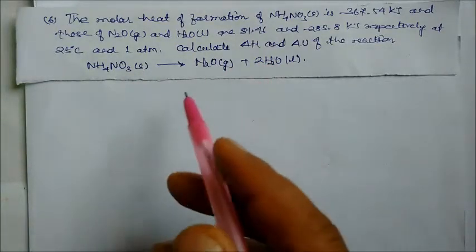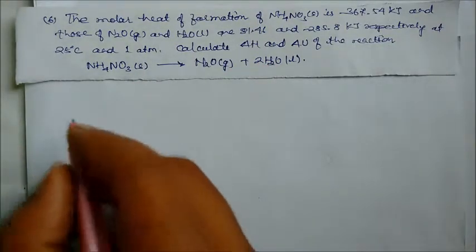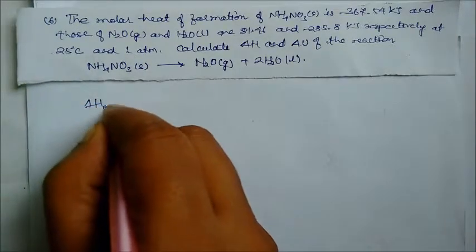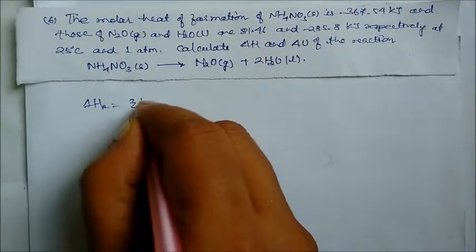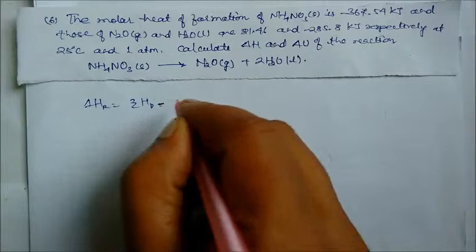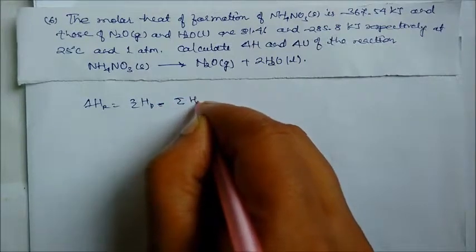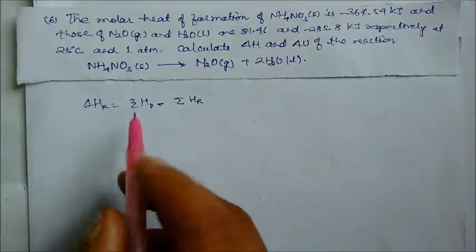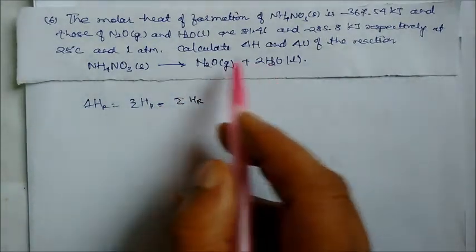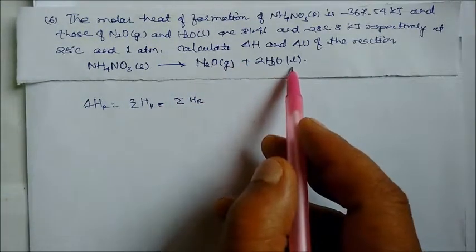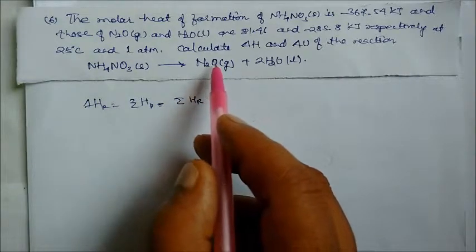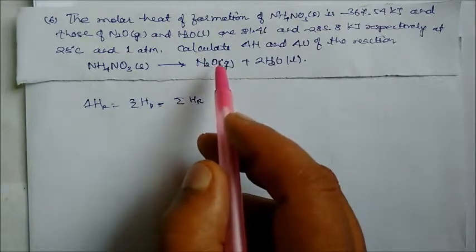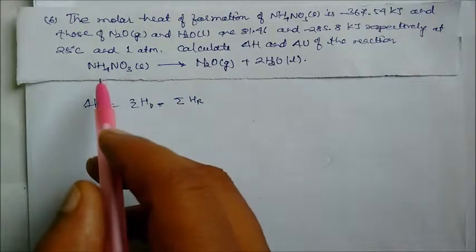So already it is given here. So again you can use the heat of reaction is equal to summation of heat of products minus summation of heat of the reactants. So this is given here. We know that this is in liquid form, so this will be 0. So we can directly use this value because this will also be 0, solid is also 0.